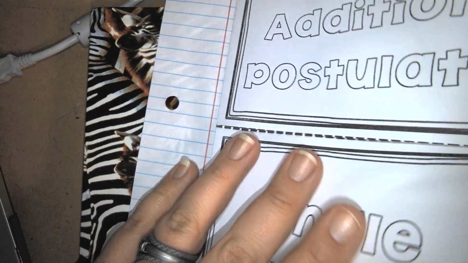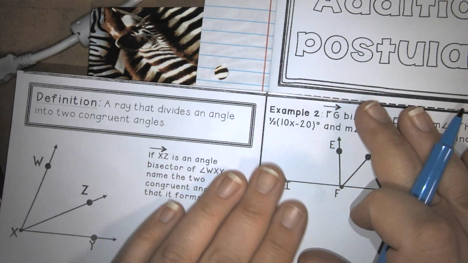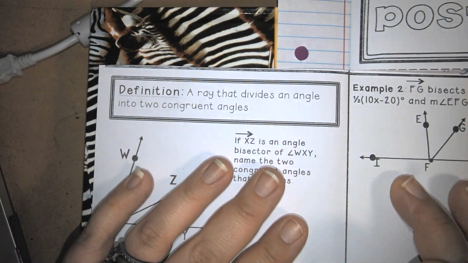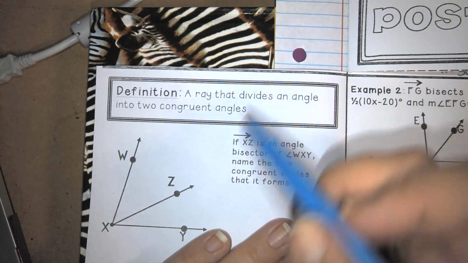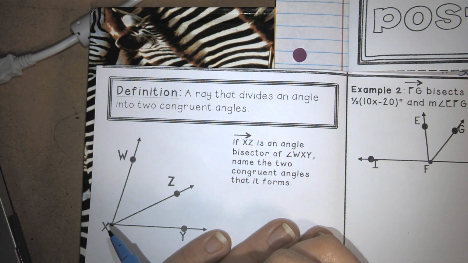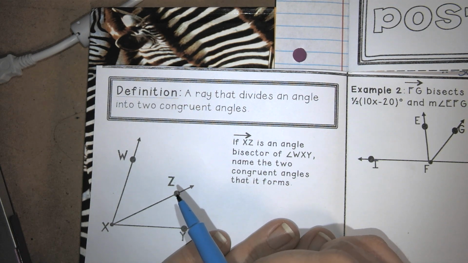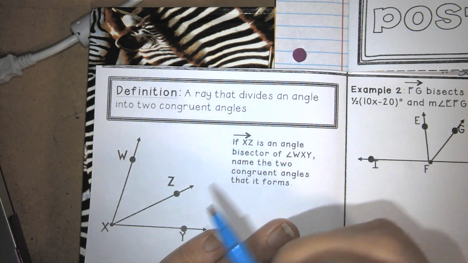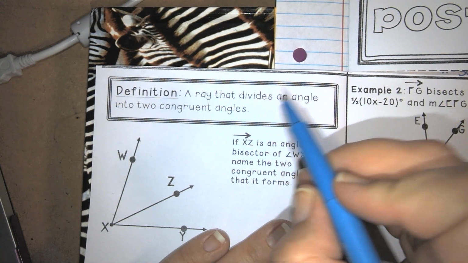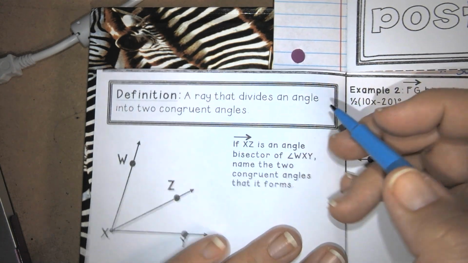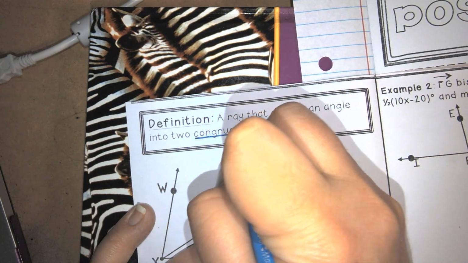Right, so looking at an angle bisector, a bisector is the same thing for an angle as it is for a segment. But in this case, because it's bisecting an angle, it's a ray instead of a ray or a line segment or a line. It's a ray coming out of the vertex, and what it's doing is dividing the angle into two congruent angles. Remember, the word congruent means equal.